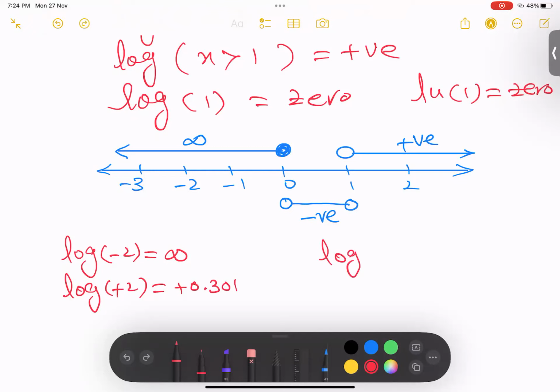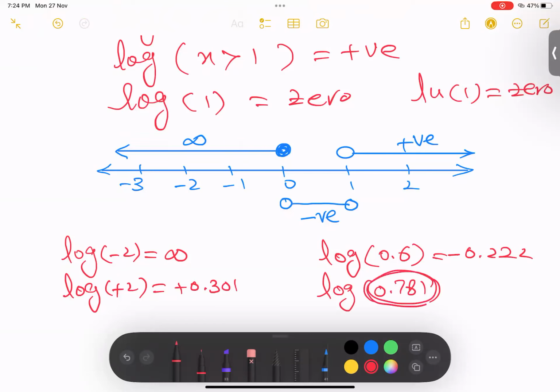And if I type, for example, in the middle of that, between 0 and 1, a lot of numbers are there. I can show you, for example, 0.1, 0.2, 0.3, 0.4, 0.5, 0.6, 0.7, 0.8, 0.9. Every number, for example 0.6, if you type log of 0.6, it is giving you a negative answer. So negative 0.222 is giving us.